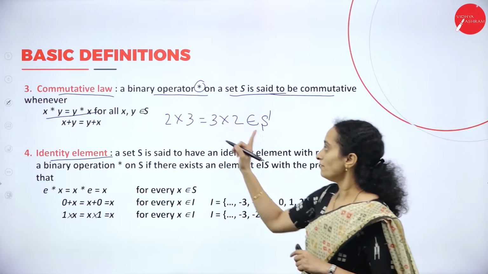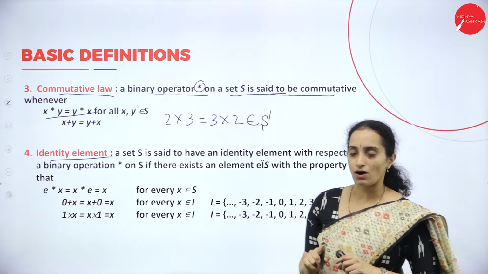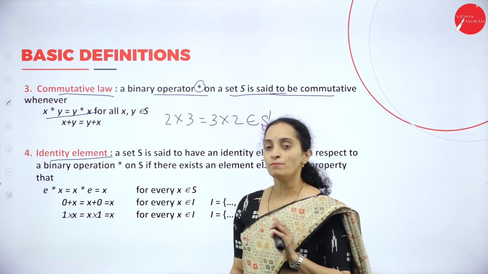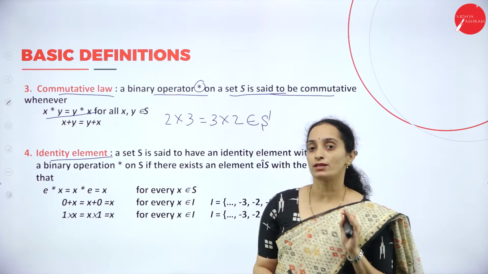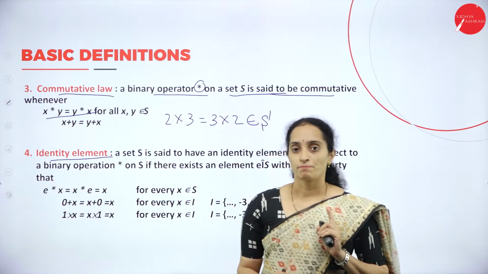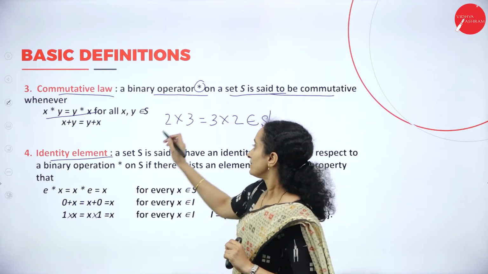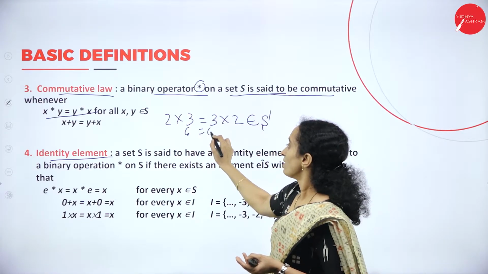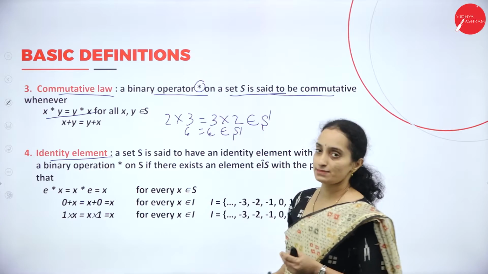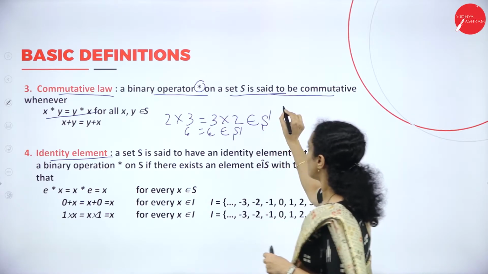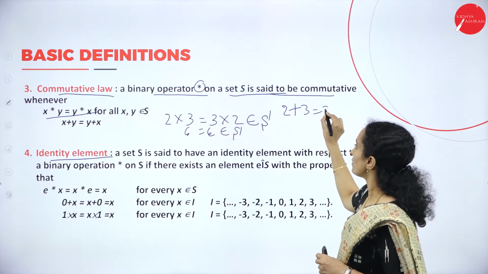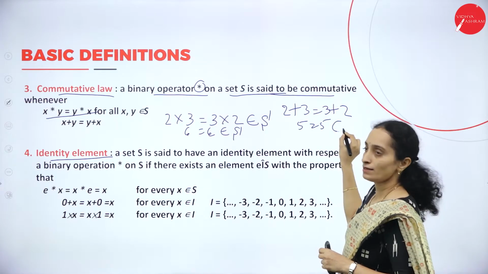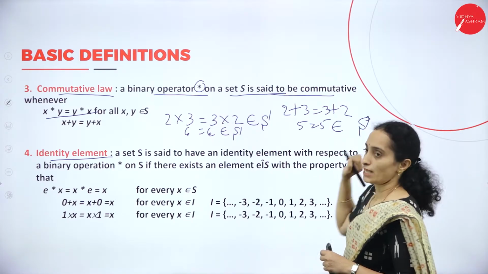Same with the commutative law. Most of the laws hold good for both the multiplication operator as well as the addition operator. This is 2 into 3, 3 into 2 equal to 6, which belongs to the same set. If you take plus, 2 plus 3 is equal to 3 plus 2. Is it not? 5 equals 5, again belongs to set S.